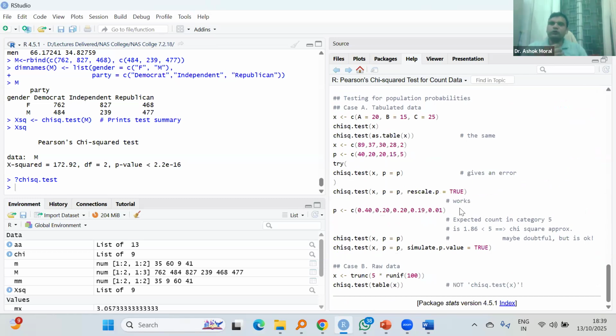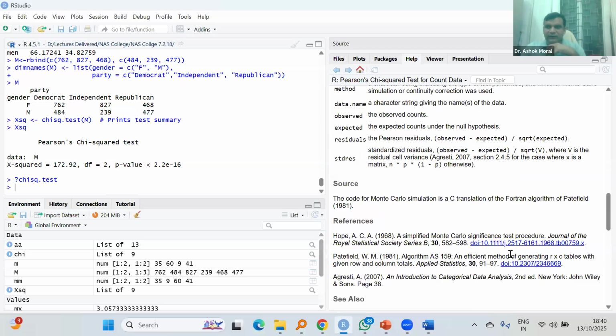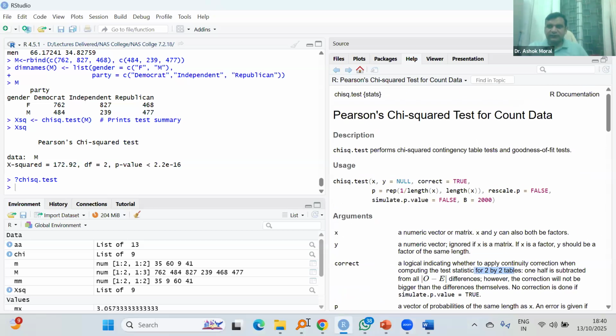So whenever for the 2x2 contingency table the expected frequency is less than 5, then we should go for the correction as true. And by default, the correction is true. The Yates correction is true by default. So that's why, if the expected frequencies are not less than 5, we have to use correct is equal to false. Is it okay? Yes, sir.